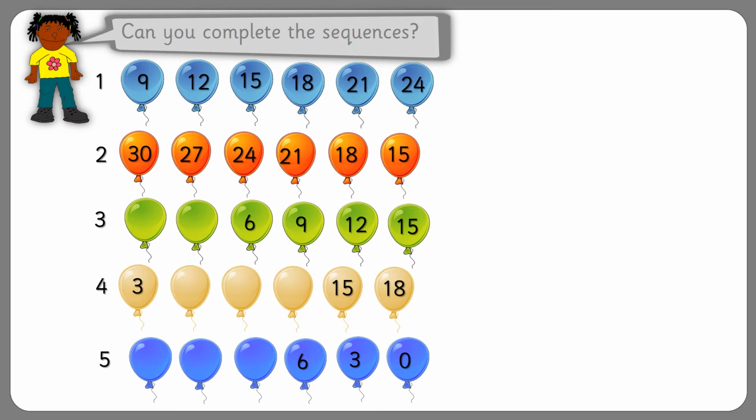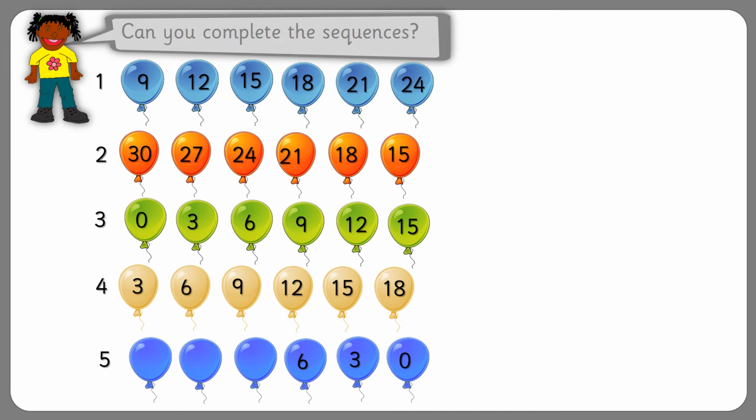Okay, number 3 with the green balloons, because the mystery numbers are at the start, we need to look towards the end of the sequence and work backwards. So although it's going 6, 9, 12, 15, let's count backwards from 15. 15, 12, 9, 6, 3 and 0. Okay, on to number 4, the gold balloons. We've got 3, something, something, something, 15, 18. So we're counting on in threes. We could work backwards. We could go 18, 15, 12, 9, 6, 3.